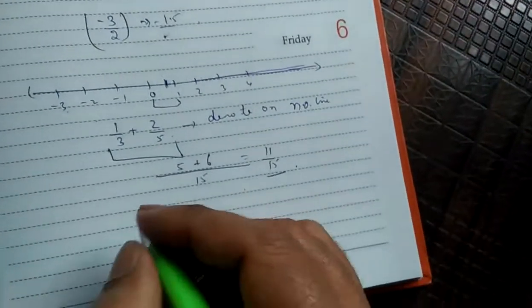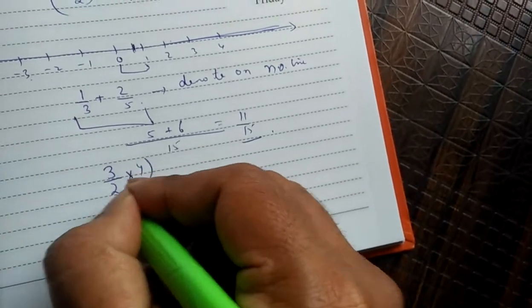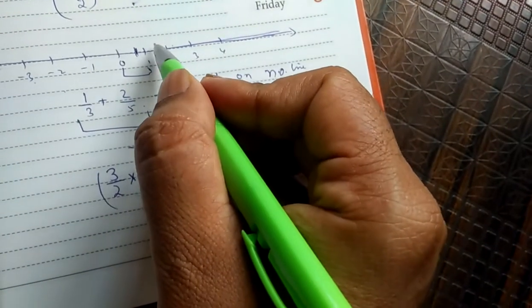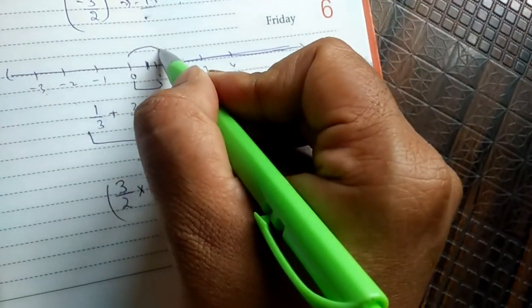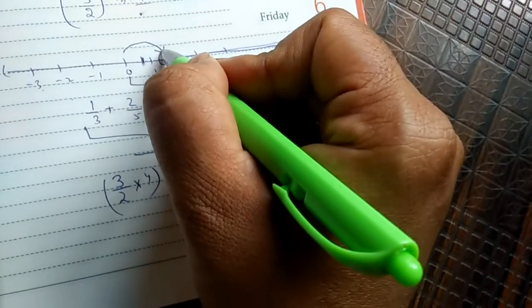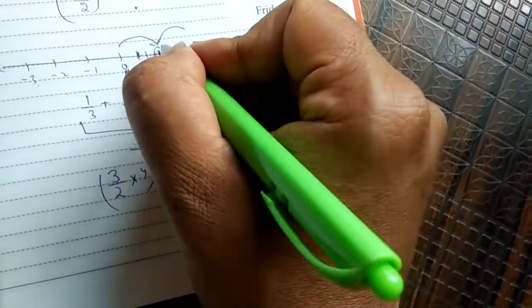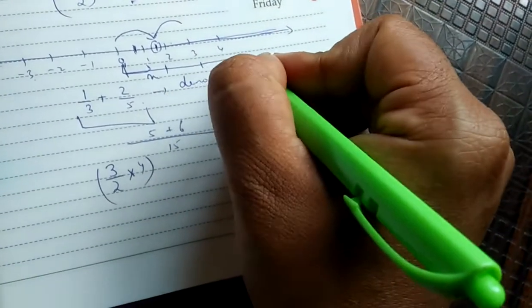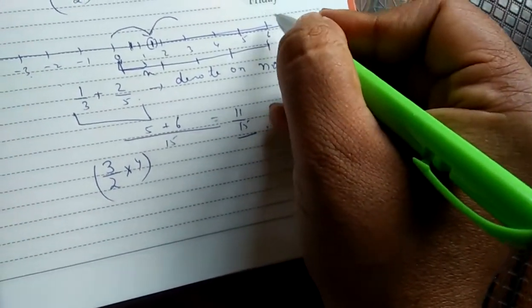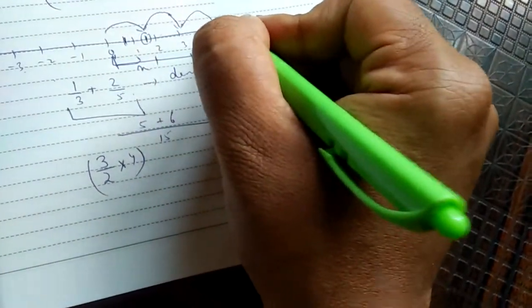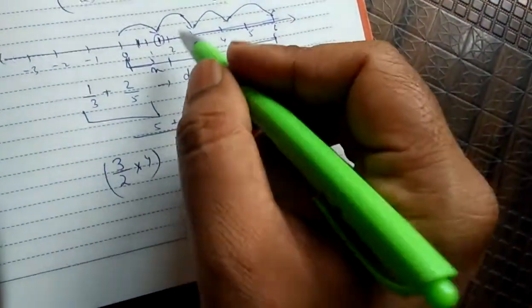Alright. Let's say you have been given 3 by 2 into 4. So 3 by 2 is 1.5, so this is something here. 3 by 2 will be here on the number line. So we have to multiply it by 4, means we have to take this distance 4 times. So x, x, x, x. Let's say this is 5, this is 6. So it is coming somewhere around 6. Simple enough. So this is how you do it.